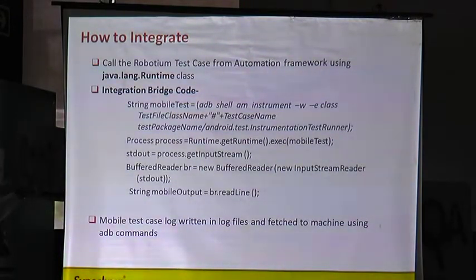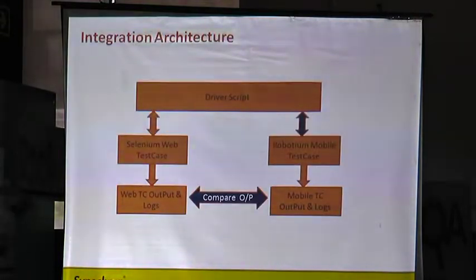And here in the third line, I am just getting the output of that command, whether my test case passed or failed, what output I got from the Robotium test case. And the last two lines are basically fetching that data and storing it so that I can use it in the further verification part. So this is invoking the Robotium test case. That is the top arrow with a blue background.